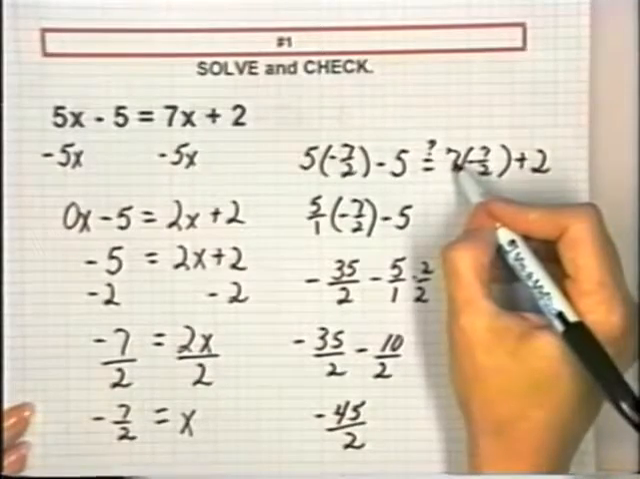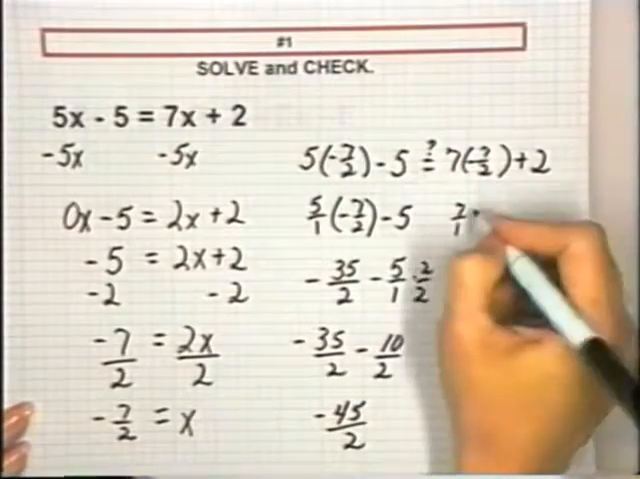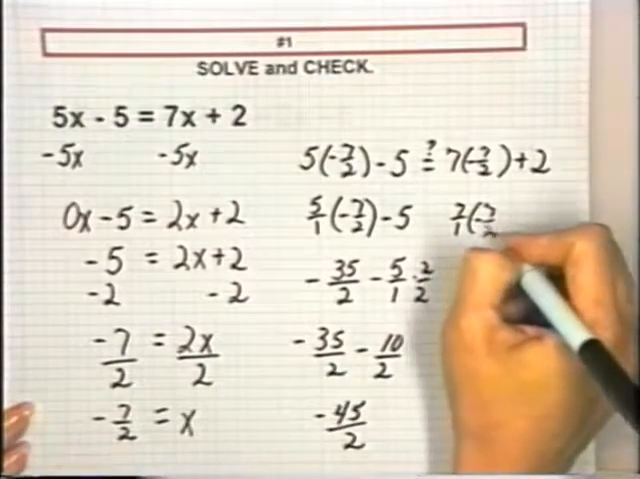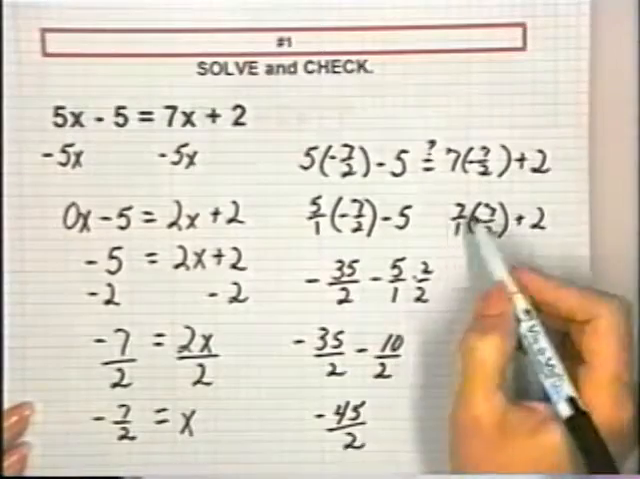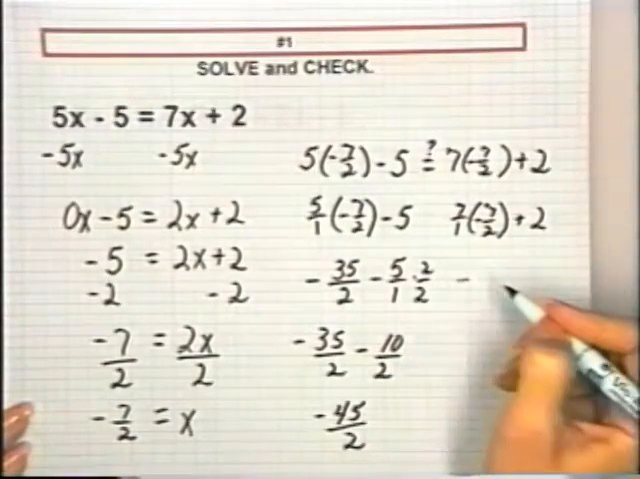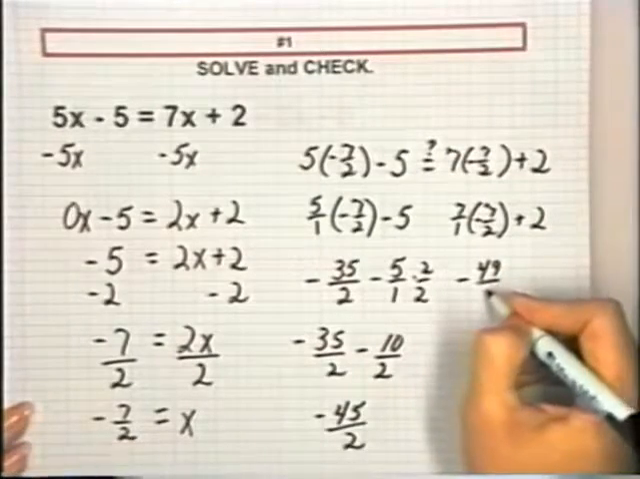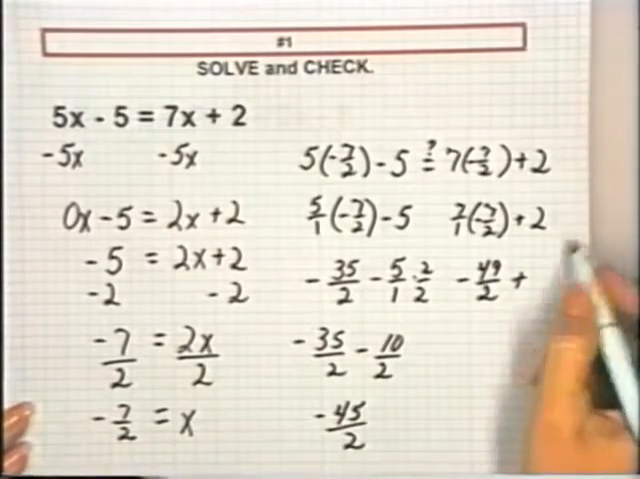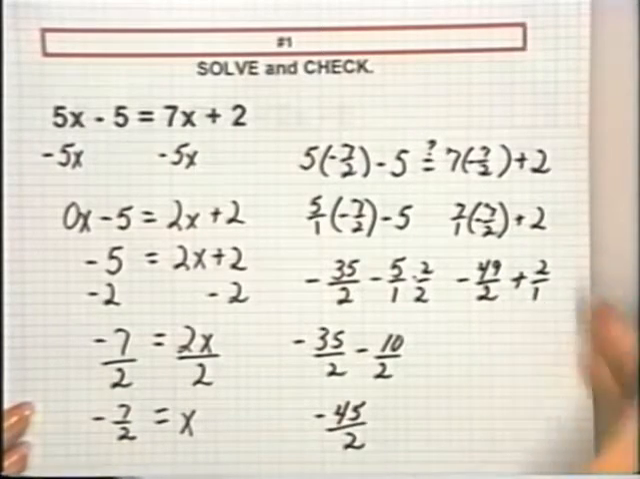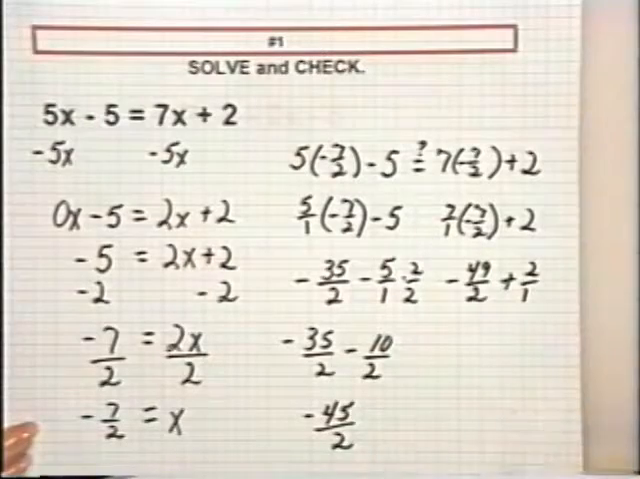First, I need to multiply the 7 times the -7/2. I will write 7 over 1 times -7/2 plus 2. Positive times a negative gives me a negative. 7 times 7 gives me 49. 1 times 2 gives me 2. And then I'm going to need to add 2 to that, so let's write the 2 as a fraction over 1. Once again, the LCD is 2.